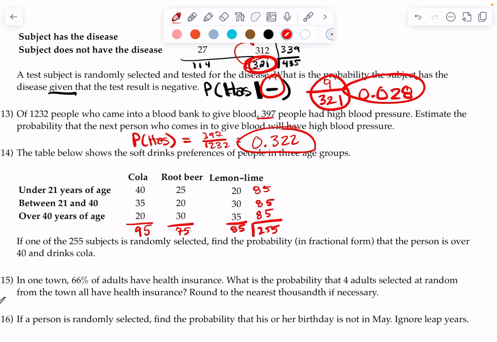All right, find the probability in fractional form that a person is over 40 and drinks cola. And means they both have to happen at the same time. So, is this person over 40 and drinks cola? They drink cola, but they're not over 40. Nope. Yes. This one's over 40, but not drinks cola, right? So the only one that is over 40 and drinks cola is where they line up, which is 20 out of the 255. Okay, if we divide by 5, that is 4 over 51. They want it in fractional form, so I'm not even going to divide it.